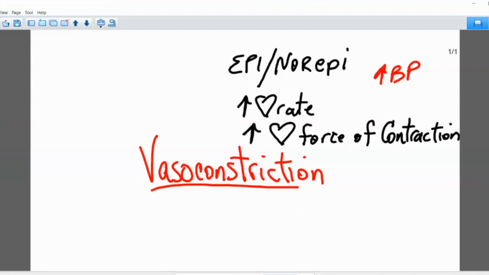Vasoconstriction. Do you know what that means? Your vessels constrict. Vessels, blood vessel. And what does constrict mean? Size down. Size down, perfect. Gets narrower, gets smaller in diameter, squeezes down, okay? That's what vasoconstriction means.